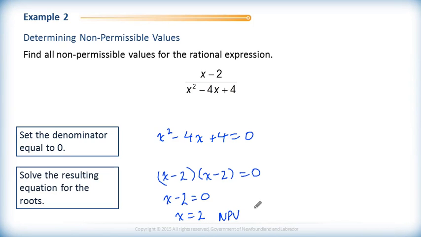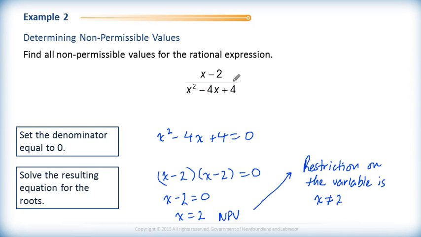So if that's our non-permissible value, we can say the restriction on the variable is x cannot be 2. In other words, we shouldn't substitute x equals 2 into this expression.